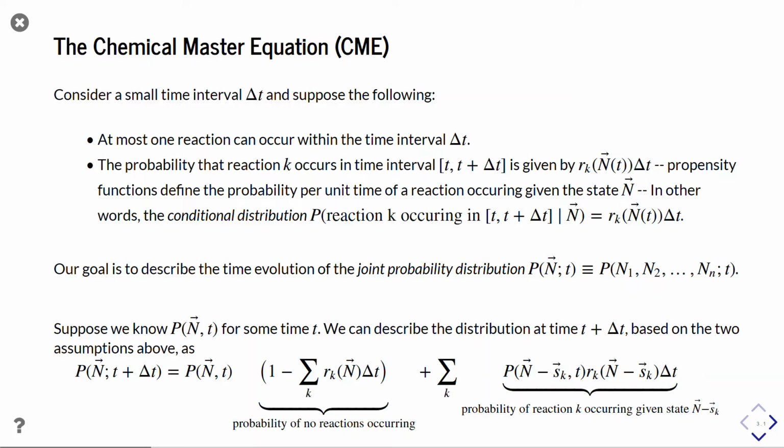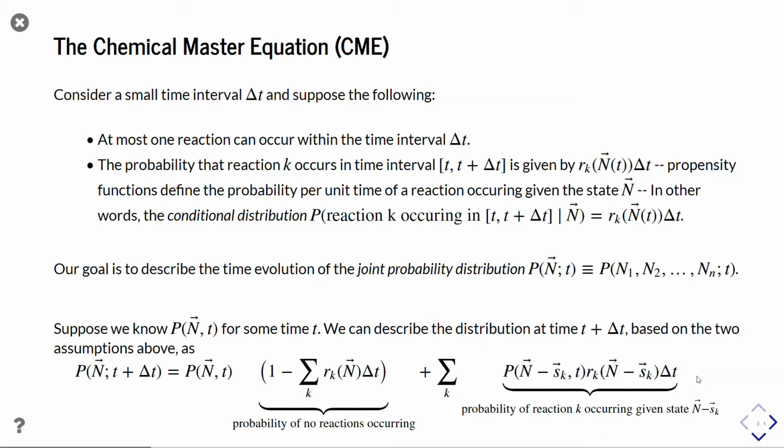The conditional probability of no reactions occurring in the time interval t to t plus delta t given the state n is 1 minus the sum over the product of the propensity function evaluated at state vector n times the length of the time interval delta t. That is shown here. The product of this conditional probability with this joint probability gives the combined probability of being in state n and no reactions occurring in the time interval t to t plus delta t.